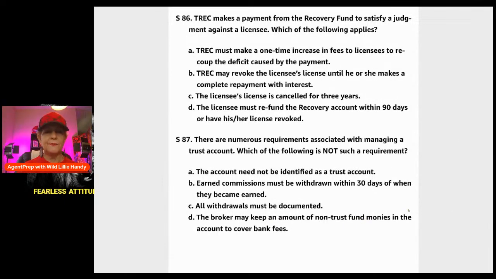Number 86. TREC, Texas Real Estate Commission, makes a payment from the recovery fund to satisfy a judgment against a licensee. Which of the following applies? A, TREC must make a one-time increase in fees to licensees to recoup the deficit caused by the payment. B, TREC may revoke the licensee's license until he or she makes a complete repayment with interest. C, the licensee's license is canceled for 3 years. Or D, the licensee must refund the recovery account within 90 days or have his or her license revoked.